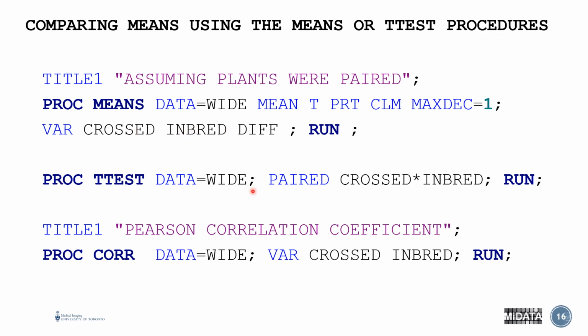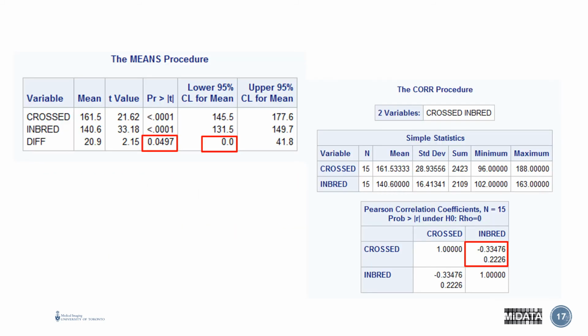Then we can do a t-test, but using the paired statement, which is saying that it's a paired data set and in columns, so wide. And then we're going to do proc corr once again to look at whether or not these 2 variables are correlated or have a linear relationship. Okay, let's have a look at the output.